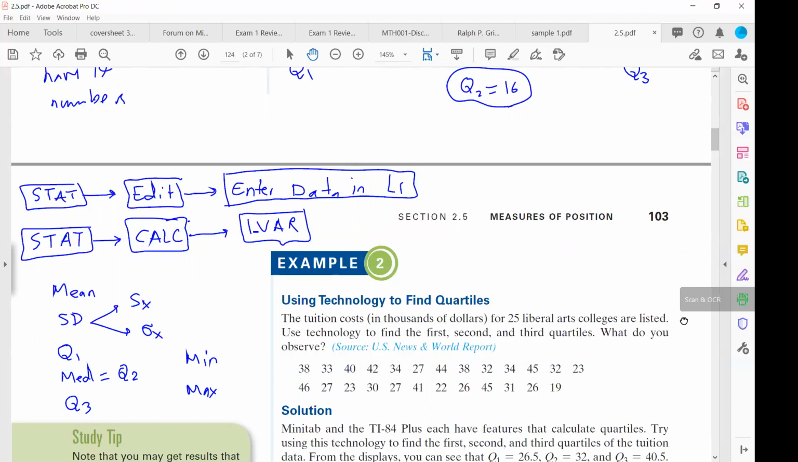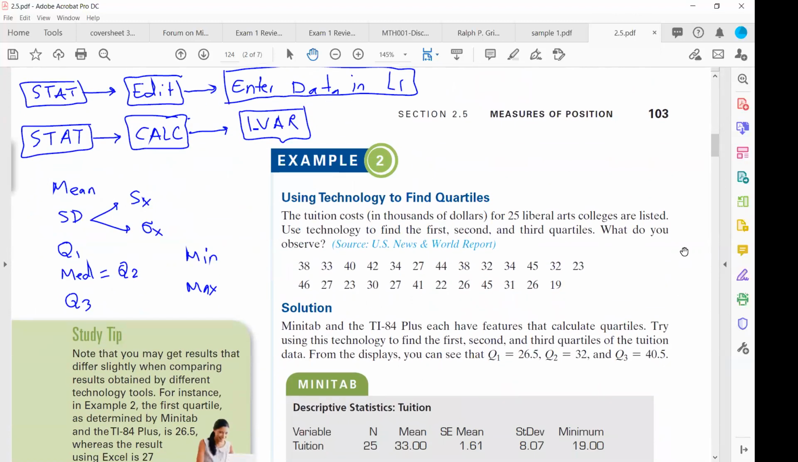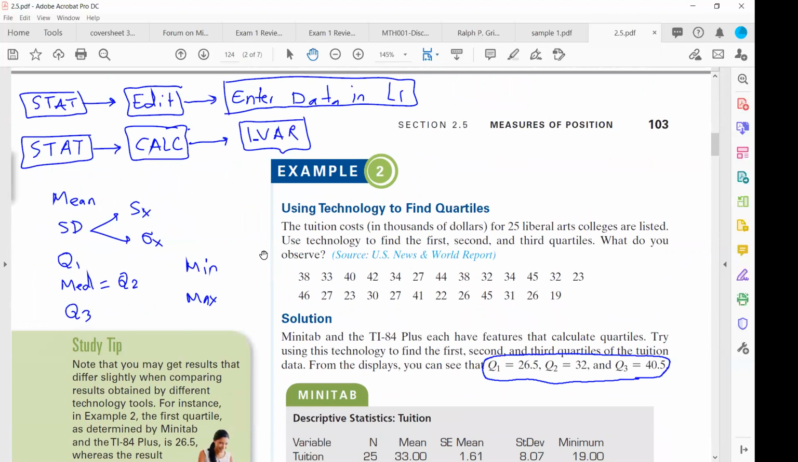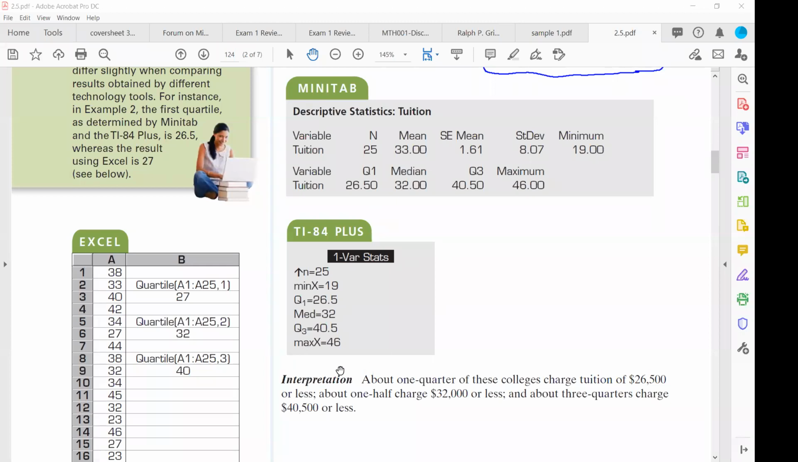By using a calculator, you can see the first quartile, the second quartile, and the third quartile for this collection are going to be these numbers. Please take your time, work with your calculators. Feel comfortable using your calculator. So your TI-84 will give you one variable stats, n equals 25. It means that you have 25 numbers in your collection.